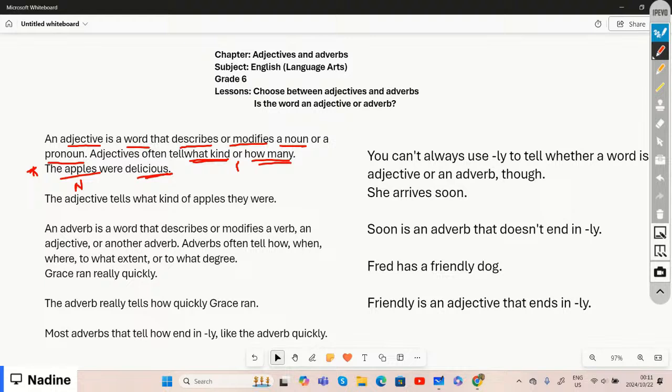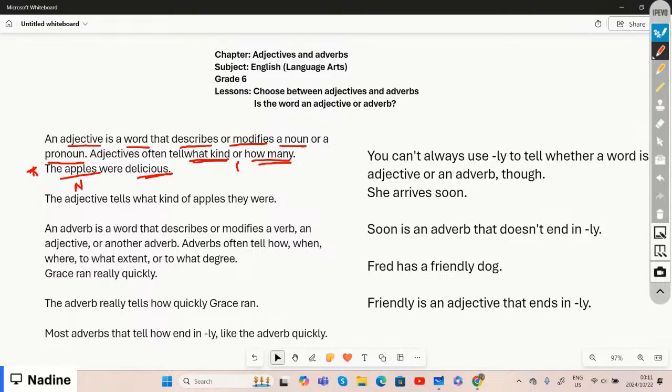Because now that word delicious tells us what kind of apples they were. They were delicious apples. So what kind of apples? It was delicious apples. So delicious is our adjective that tells us about the noun. It describes or modifies the noun.